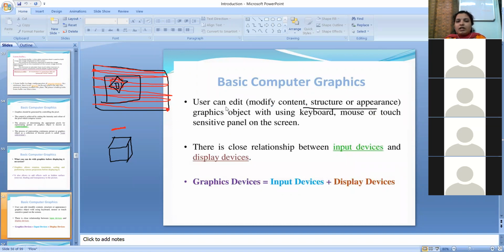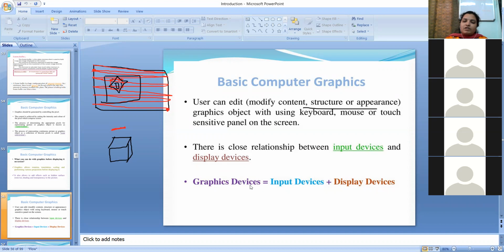Then the user can edit the object using keyboard, mouse, and touch sensitive panel on the screen. So we can have the modification using keyboard, mouse, etc. There is a close relationship between input and display devices. It is obvious because whatever input we are providing, that input only we are able to display onto the output screen. So there is a relation between the input and output devices of computer graphics.